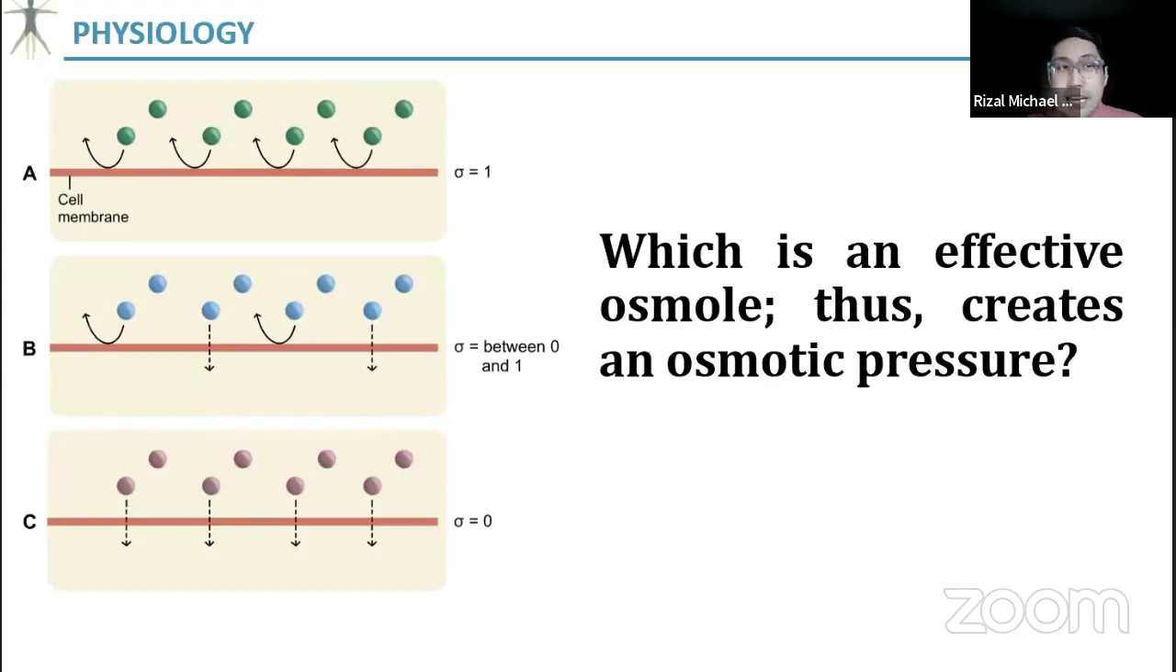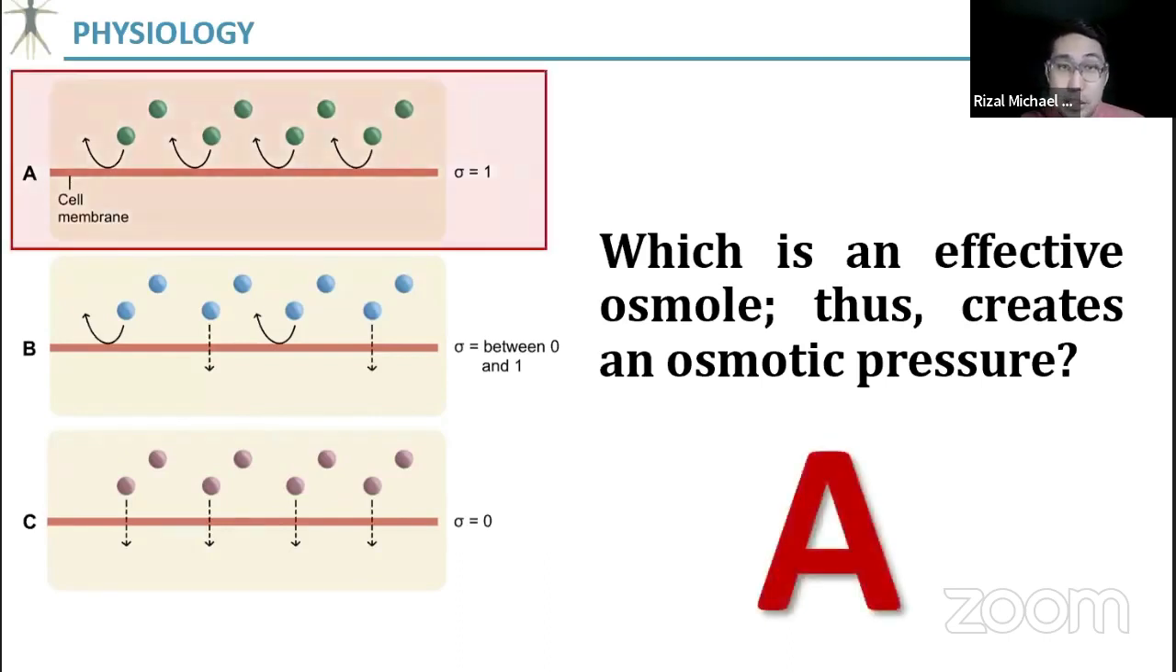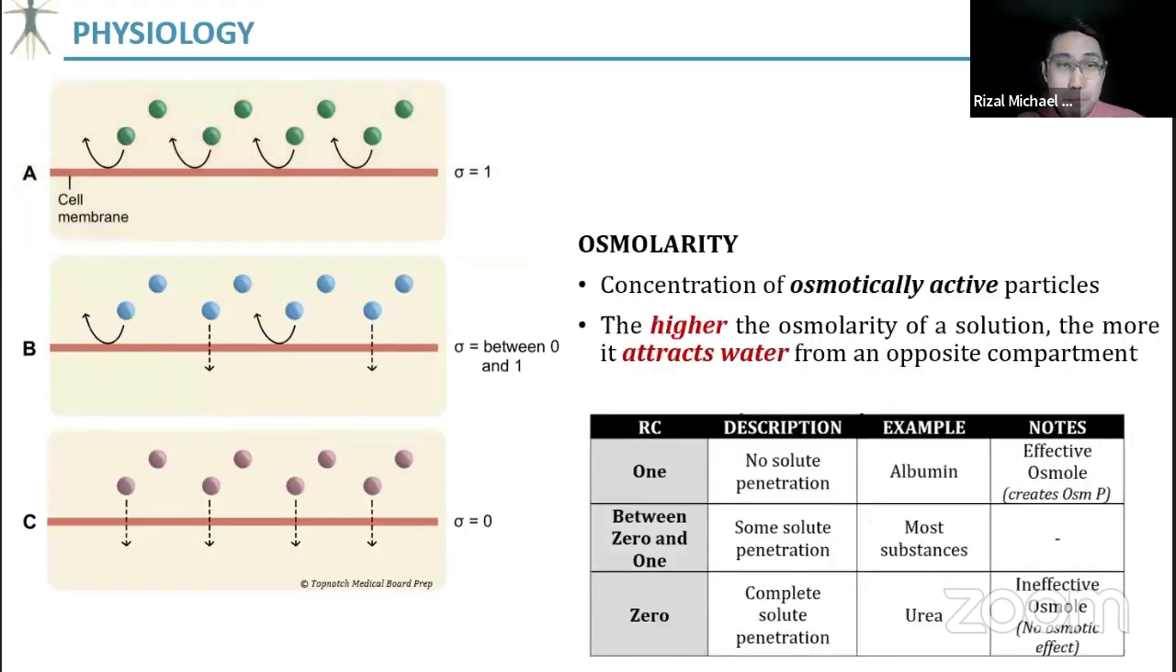So most of this, guys, actually everything in this lecture is lifted from your handout naman, okay? So it's actually letter A, no? It's an effective osmole, thus creating an osmotic pressure. So how come? Because by definition, osmolarity is the concentration of osmotically active particles, right? And then the higher the osmolarity of a solution, pag mas madaming osmolarity sa isang side ng compartment, the higher yung chances na mag-a-attract siya ng water going to that compartment.